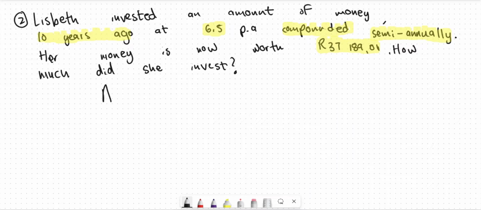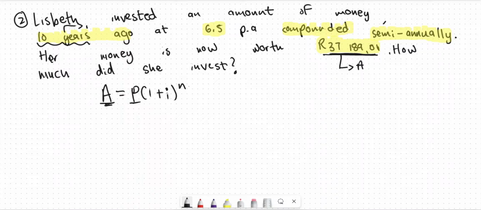So again, it's the compound interest formula, which looks like that. Remember, the P is your initial amount, and the A is your final amount after the investment. Since we already have this value here, this is our final value. The number of years is 10 years, it's given here. That's our N. The I is the 6.5. And now the question is, what are we trying to solve? We're trying to solve for P. The P is what we're looking for.